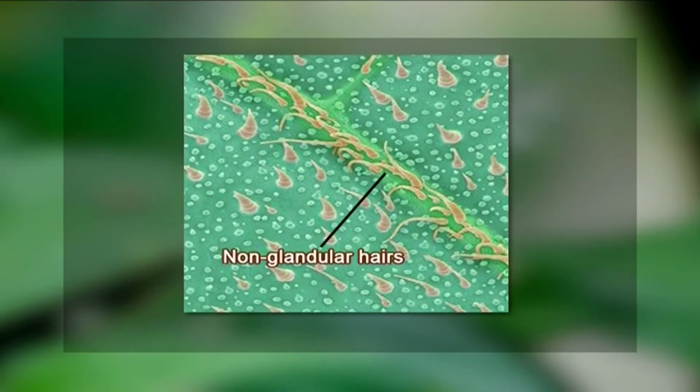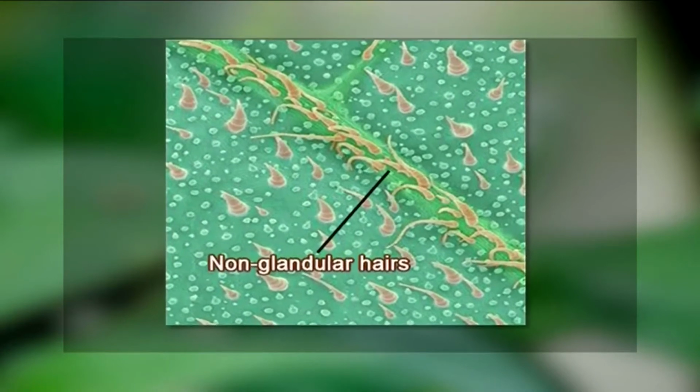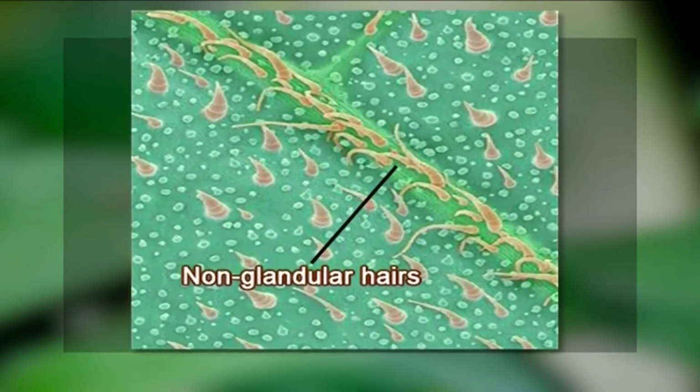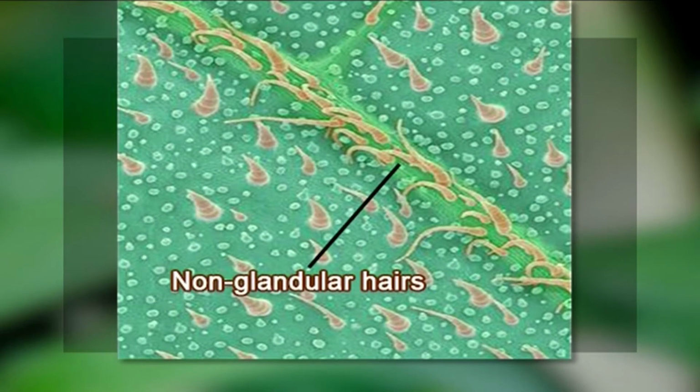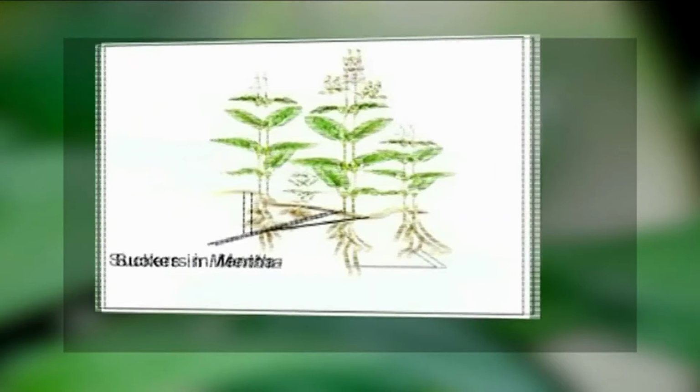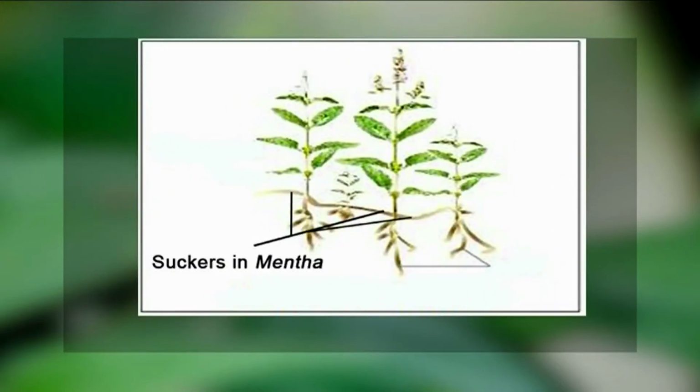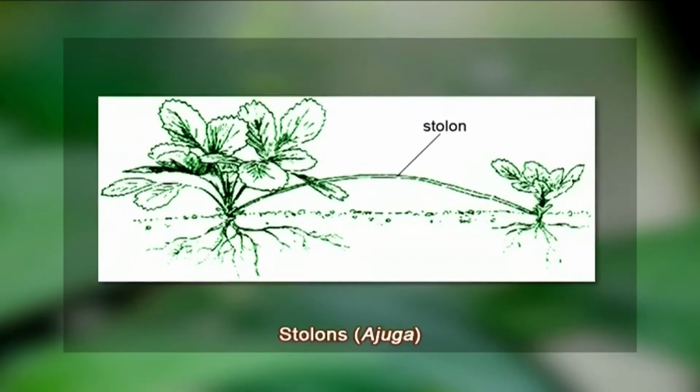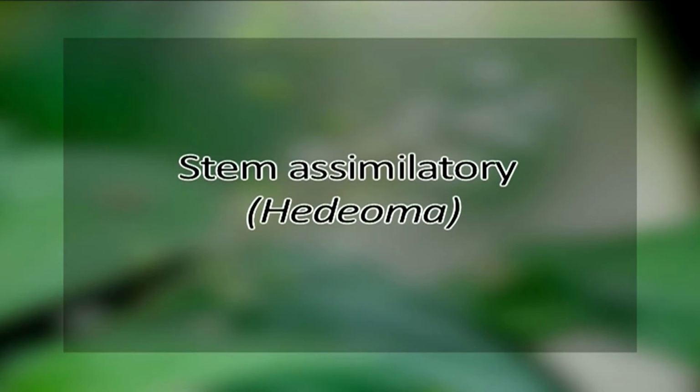Sometimes we see the stems are associated with non-glandular hairs, but they are always multicellular and uniseriate. Sometimes we have also the suckers. Stems assume the shape of suckers. The example is mentha, or they can assume the shape of stolons. The common example is ajuga, or they can become green and then have an assimilatory function. The example is here hedioma.